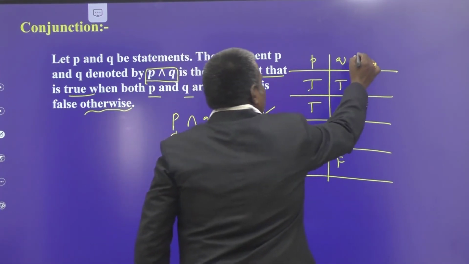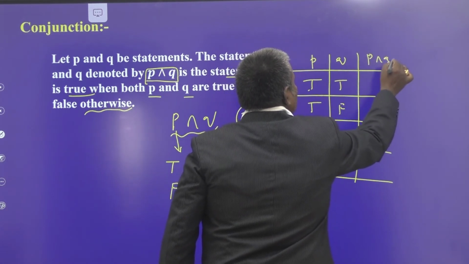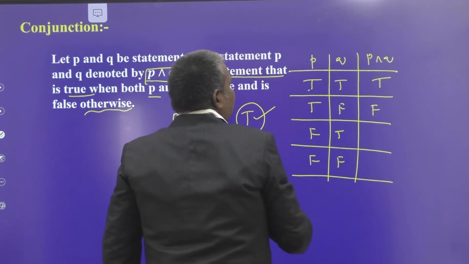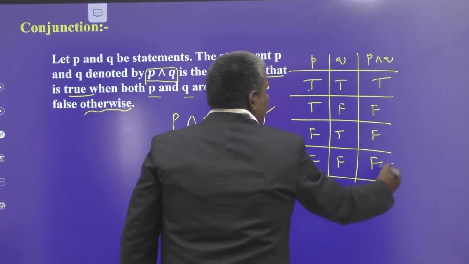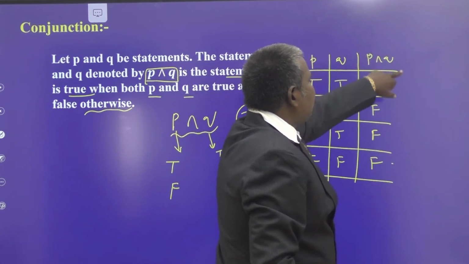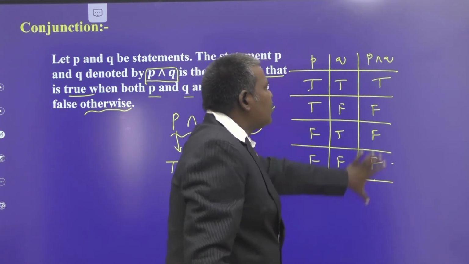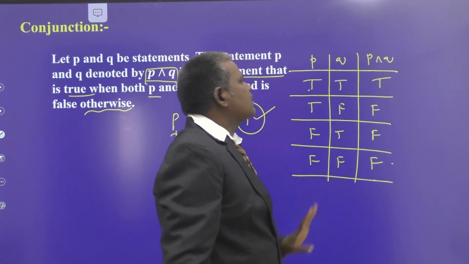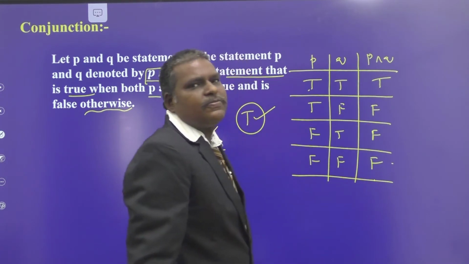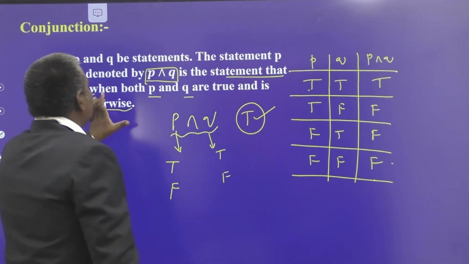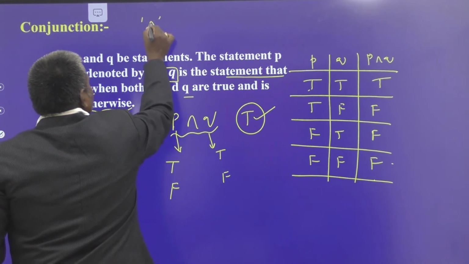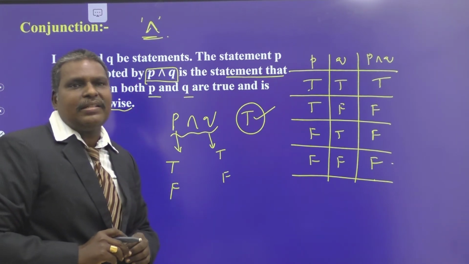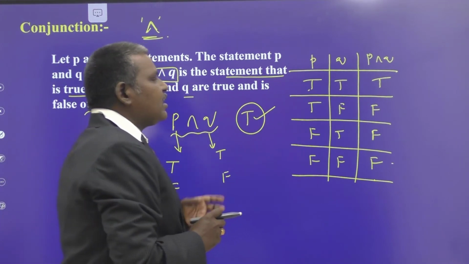When both are true, our conjunction P and Q is true. What about true and false? That is false. This is also a false statement, and this is also a false statement. So the statement P and Q is defined in this manner. When P and Q are both true, then P and Q is true. Otherwise, the statement is false. This is one of the connectives used to connect two or more statements, and we get the compound statement.